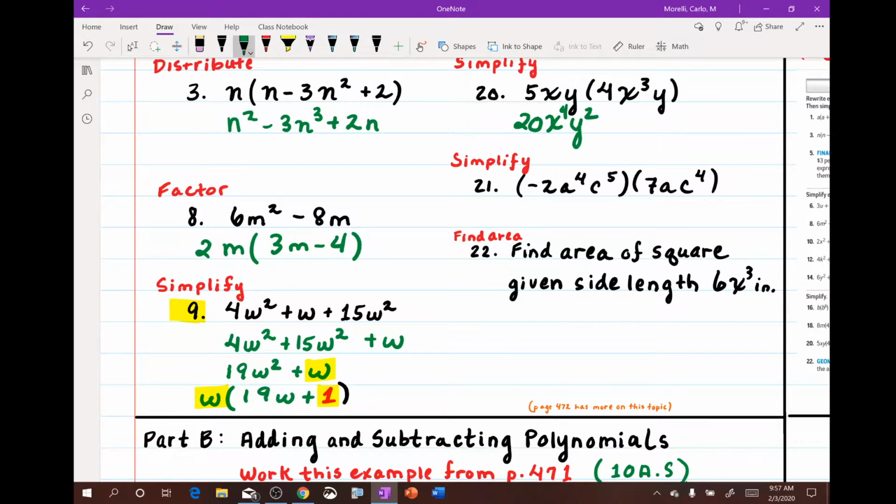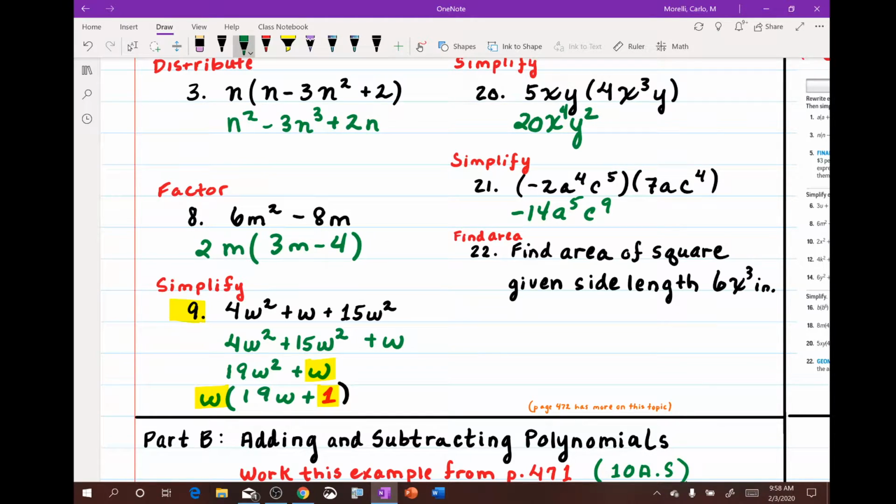Now, this one looks, again, it looks hard, but it's just exactly the same as number 20. You're going to multiply common things together. So like negative 2 times 7. It's going to be negative 14. A to the fourth times A is A to the fifth. C to the fifth times C to the fourth. That's the product rule, which means we add the exponents. And so we get C to the ninth. Looks like a chemical equation.